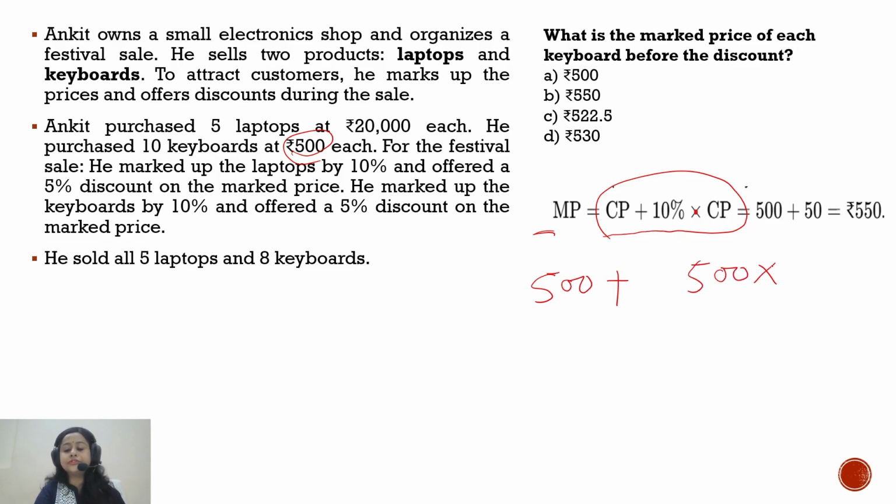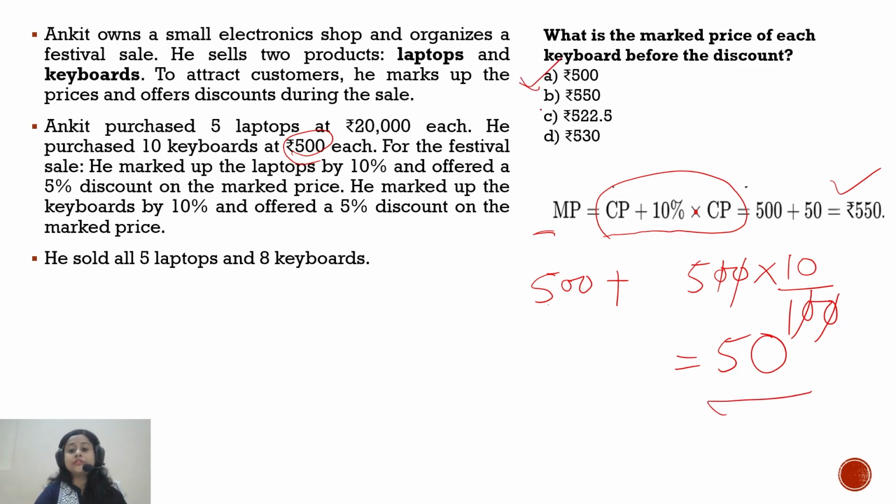How will you calculate 10% of 500? It is 500 into 10 by 100. So 100 will cancel out and it will be 50. So 500 plus 50, 550 is the marked price. The question is only about marked price, not selling price. So 500 plus 50 is the 550, that is option B. Option B is the answer. So 550 is the marked price of each keyboard, right? So let us move to the next question.